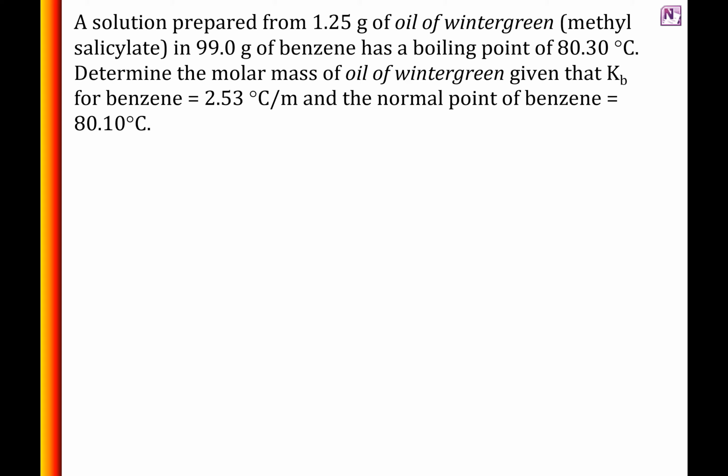It asks: a solution prepared from 1.25 grams of oil of wintergreen in 99.0 grams of benzene has a boiling point of 80.3 degrees C. Determine the molar mass of oil of wintergreen, given that Kb for benzene is equal to 2.53 degrees C per mole. It lets you know that the normal boiling point of benzene is 80.10 degrees C. Give this one a try, and then we will go over it together.